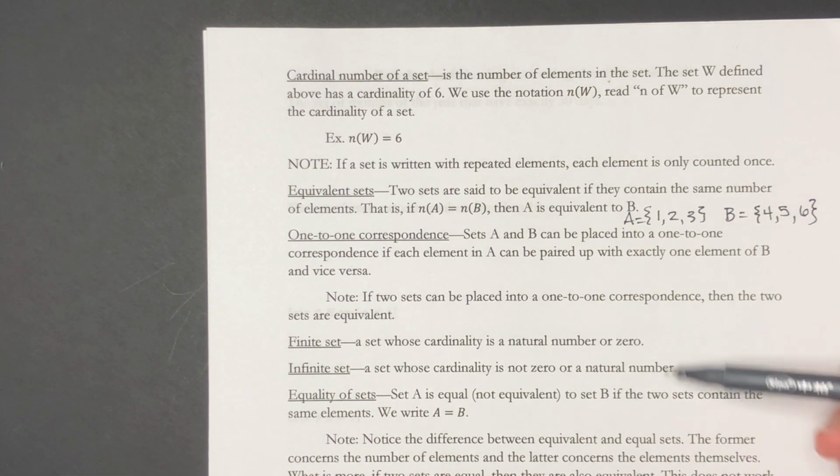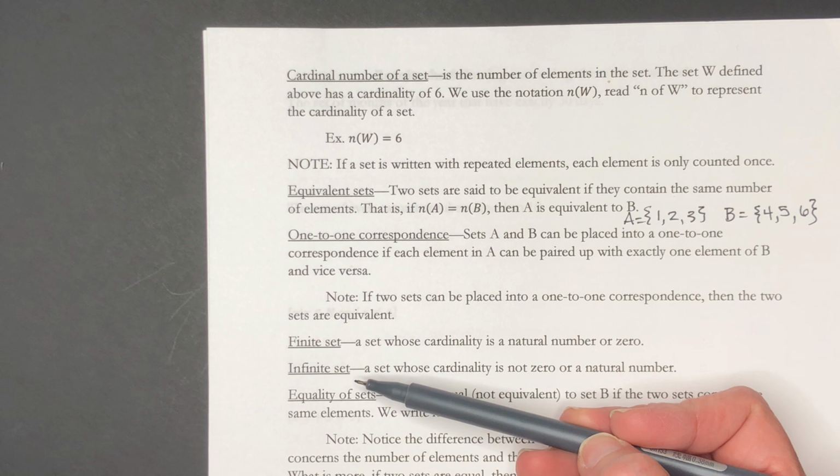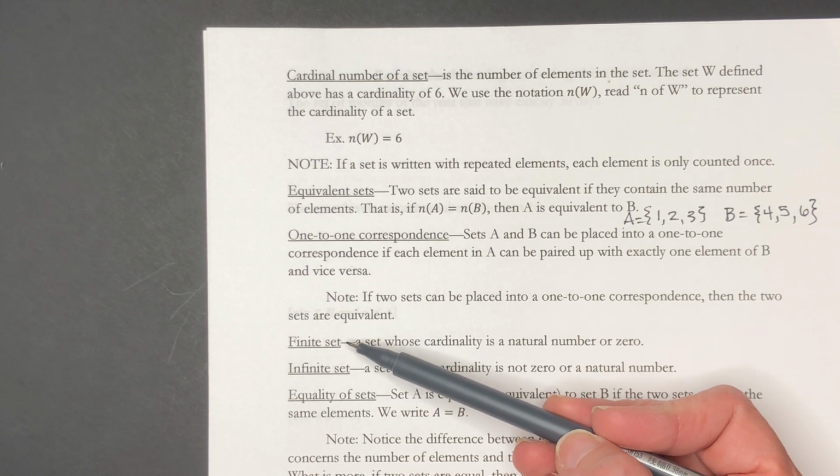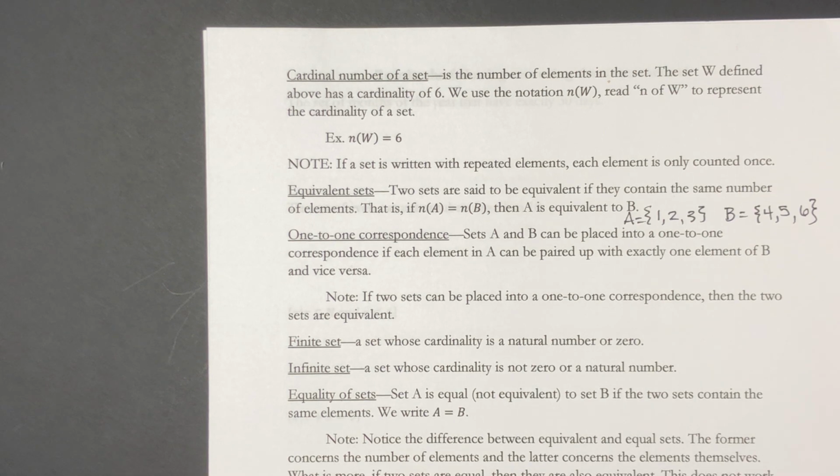So let's go on here. We're still talking about cardinality. Finite set and infinite set. A finite set means a set whose cardinality is a natural number or 0. So it ends. It might have nothing in it. It might have 2,503,000 elements in it, but it does stop.